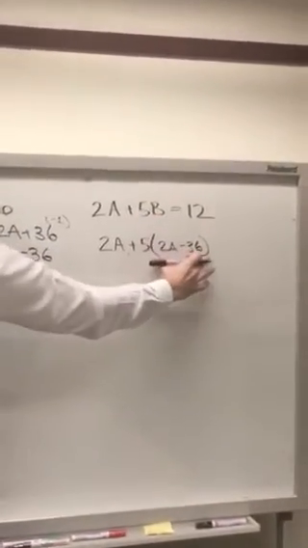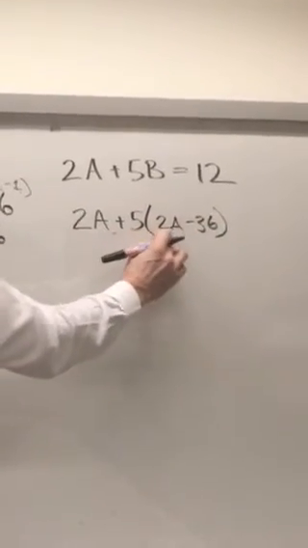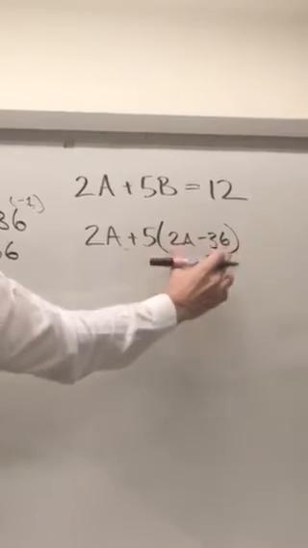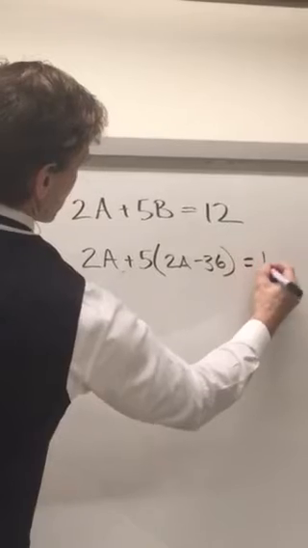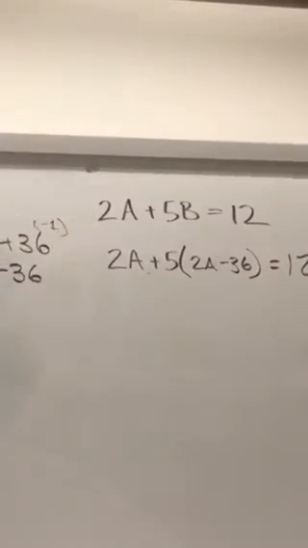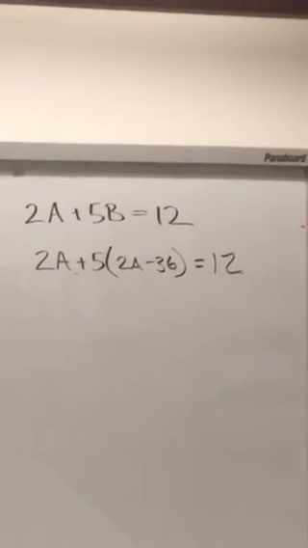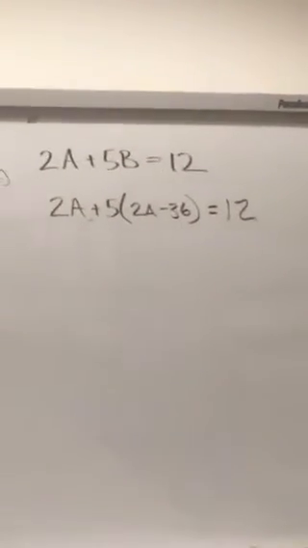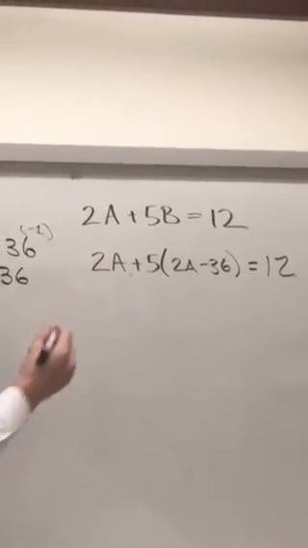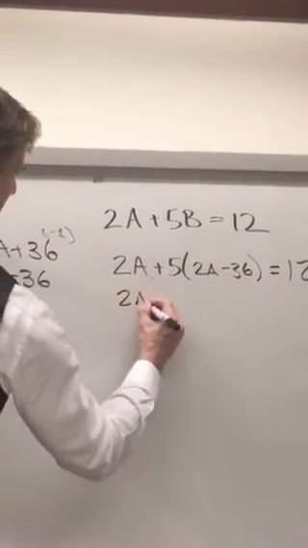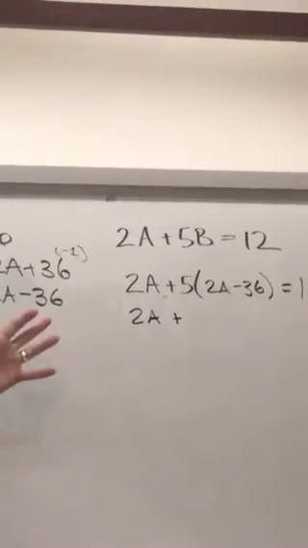I have to put the parentheses here because it's 5 of these, whatever this B is. So it's 2A minus 36 in parentheses because it represents all of B. And that's still the same over here, 12. Now I've got to do the same thing as I did before, which is isolate for A. To do that, the first thing I'm going to do is expand this because I don't really know what it is. So I'm going to expand that to say 2A plus 5 times 2A.